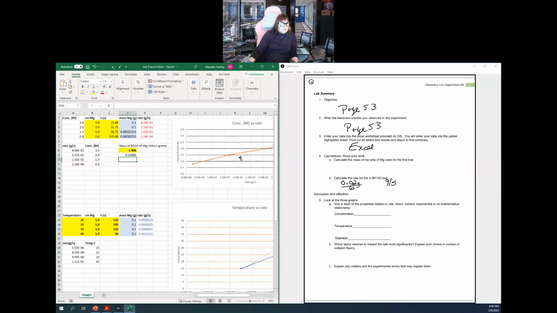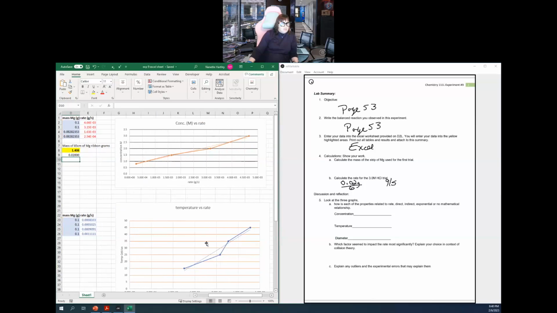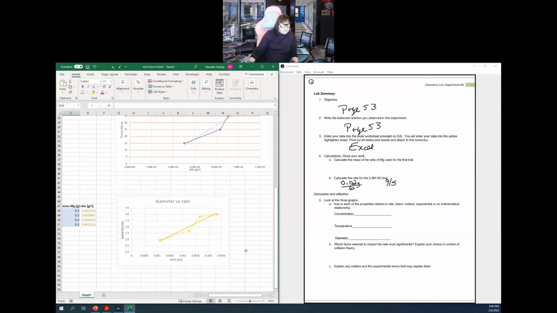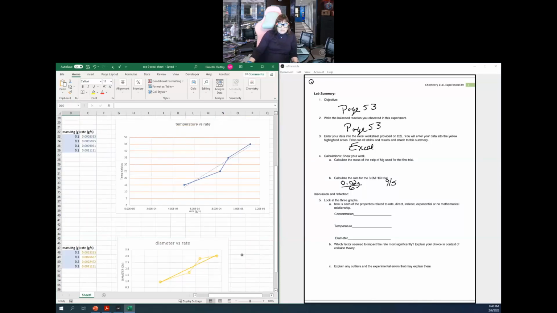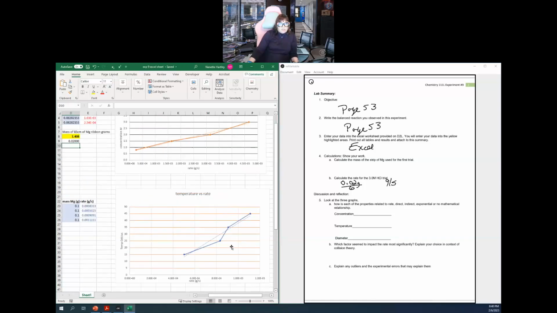Rather than the line of best fit, because it may be that your data is not a real line, but I don't see anything here that looks like it would be anything else. So you should be fine there, just a hint, but let's make sure that that's what you're actually doing. You need to provide for us which factors seem to impact the rate most significantly. And that's up to you. You have to make that call yourself. And how you decide to make that call is what you need to explain. Okay. And you need to explain it in context of the collision theory.